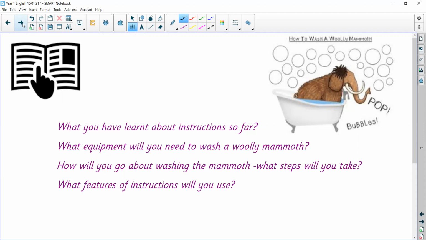How will you go about washing your mammoth? What steps will you take? What features of instructions will you use? Will you use an imperative verb? Will you include a diagram or headings? Will you include verbs or adverbs? Will you include your instructions and write them in chronological order? Because it has to be done the right way. Will your instructions be short and sweet?